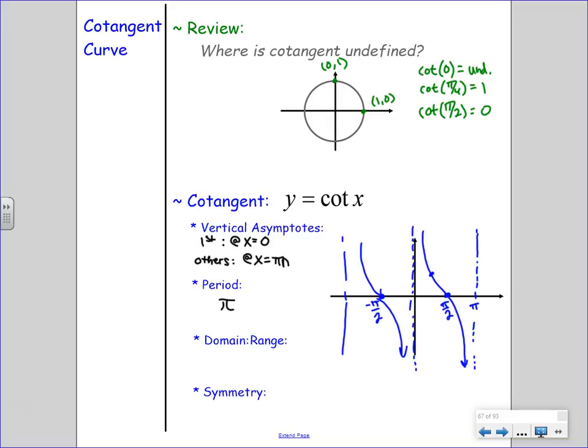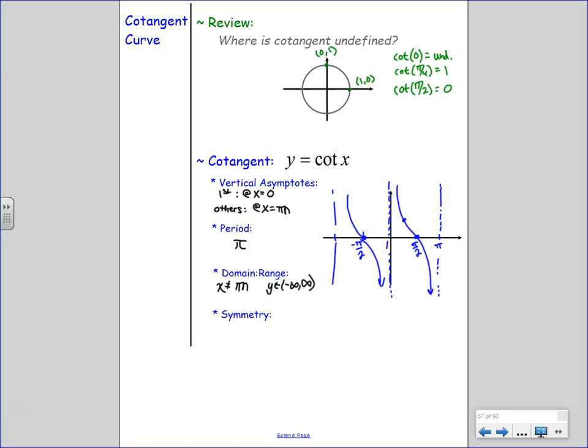Domain and range, they're squished again. I think I copied and pasted from the other one. But domain, x just can't be the vertical asymptotes. And range, just like tangent, forever high, forever low. Symmetry. Cotangent actually is odd or has origin symmetry just like tangent. So do you guys see similarities? Super similar. But the vertical asymptote and point flips and the graph goes down. That's it. So then when we get to that whole transformed cotangent, we just have to flip our clues a little bit.